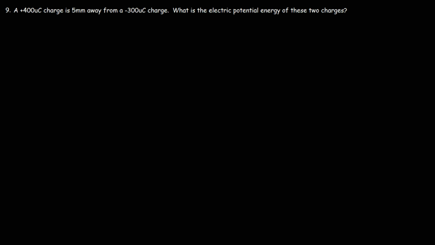Number 9. A 400 microcoulomb charge is 5 millimeters away from a negative 300 microcoulomb charge. What is the electric potential energy of these two charges? So what formula do we need?